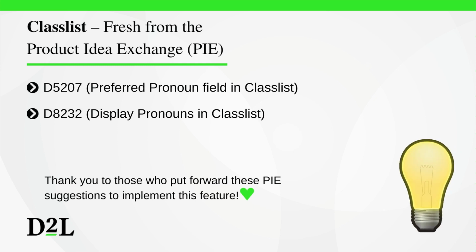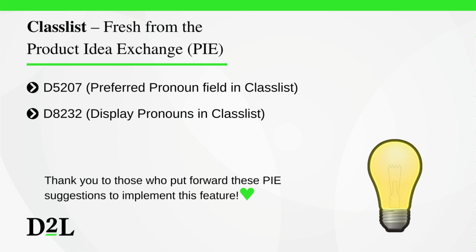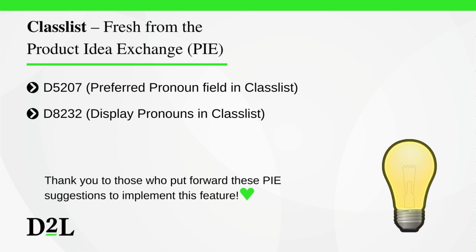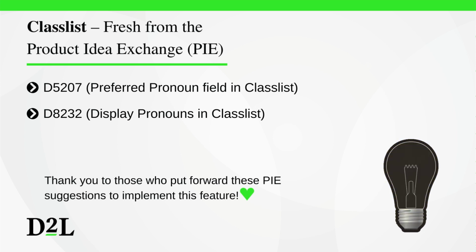The Classlist feature implements the following PI items: D5207, Preferred Pronoun Field in Classlist, and D8232, Display Pronouns in Classlist. Thank you to those who put forward these PI suggestions to implement this feature.